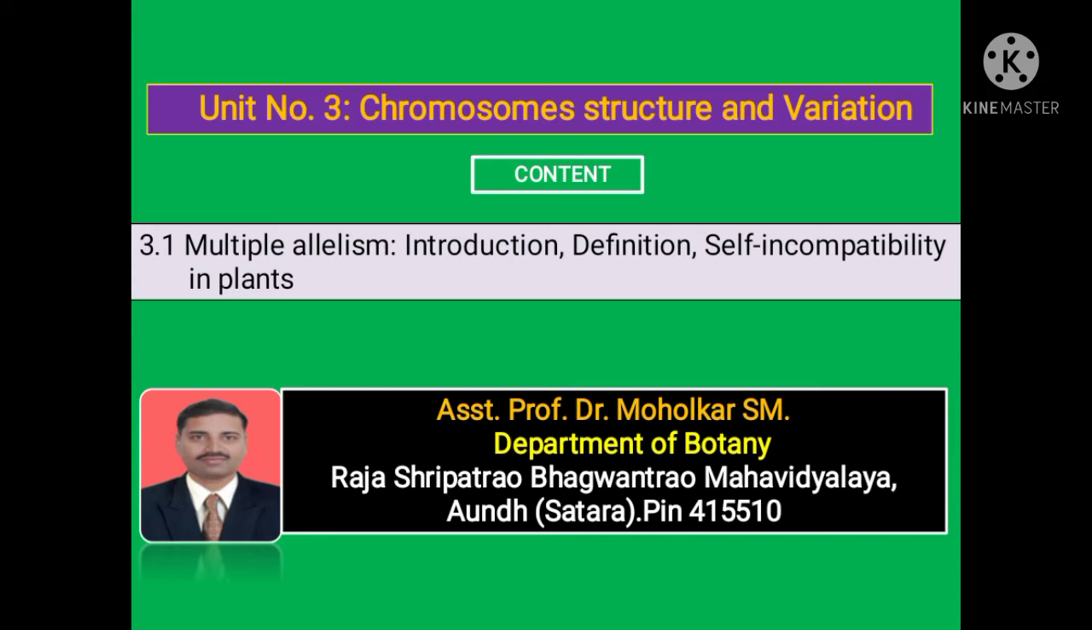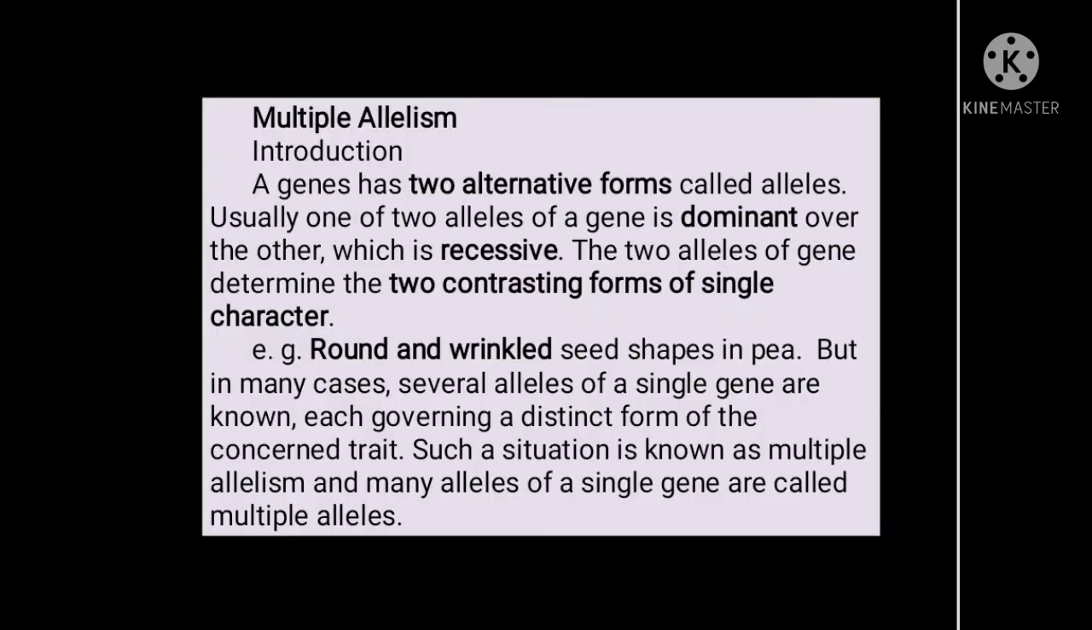Today we will see another unit, that is Unit 3, chromosome structures and variations. Under chromosome structures and variations, we will see multiple allelism, introduction, definition, and self-incompatibility in plants. First of all, we will see multiple allelism.